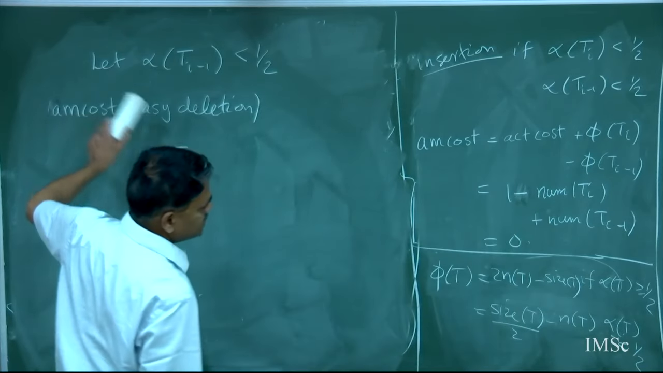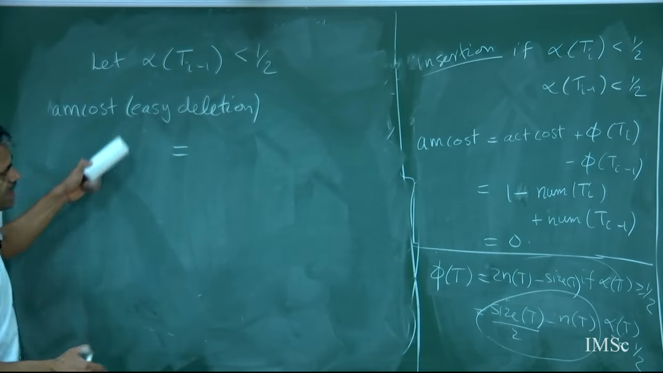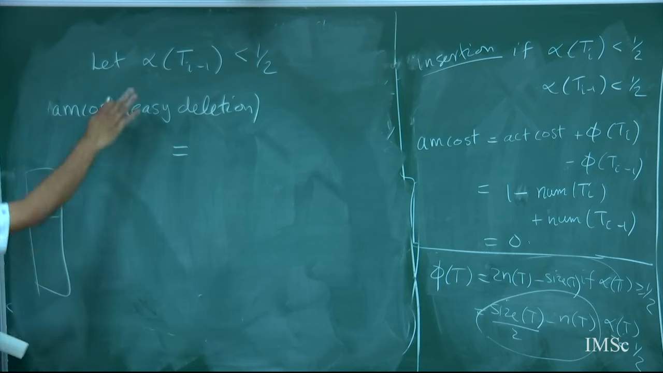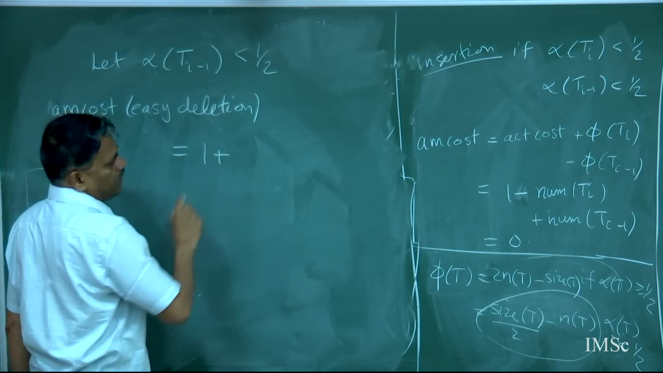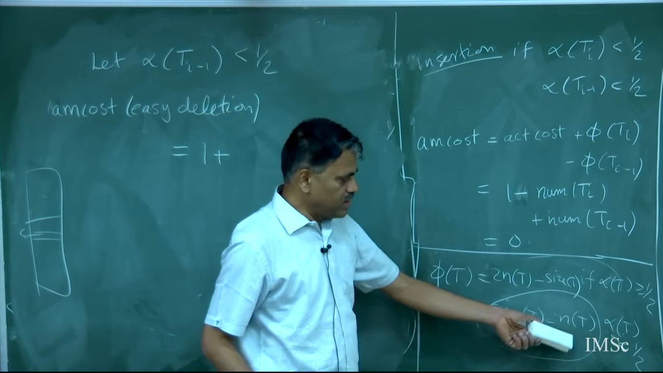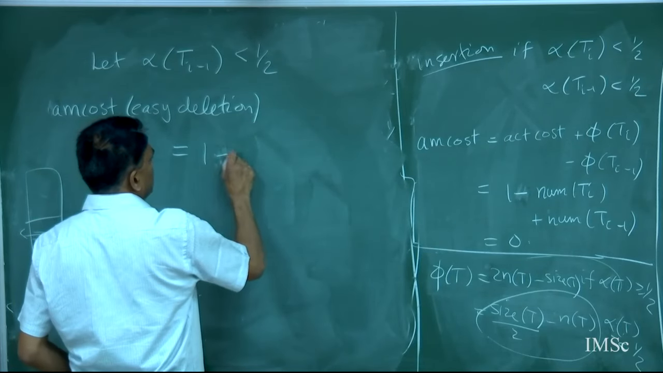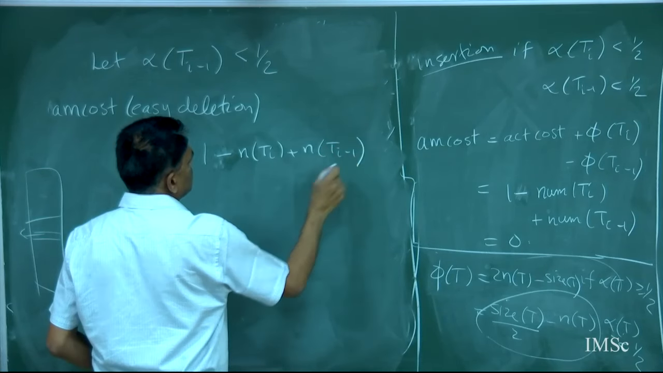So since alpha is less than half, I am in this potential domain. Easy deletion means my table is less than half full because alpha is less than half, but it does not come down to 1/4, so I just delete an element. So the actual cost is 1. Let's see the potential. The size doesn't change, so that cancels out, and the number decreases by 1. So it will be minus n of Ti plus n of Ti minus 1.